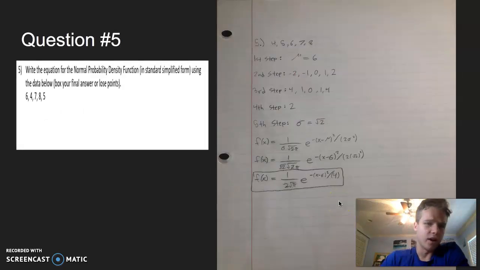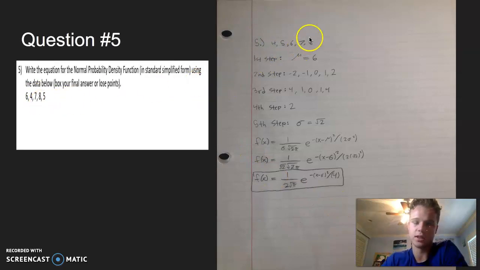Okay, so number 5: write the equation for the normal probability density function in standard simplified form using the data below. So the data is 6, 4, 7, 8, and 5. I put those in numerical order because it's easier for me. So the first step, I find mu, or the mean of this data set. So I add them all up and divide by 5. That ends up to be 6.